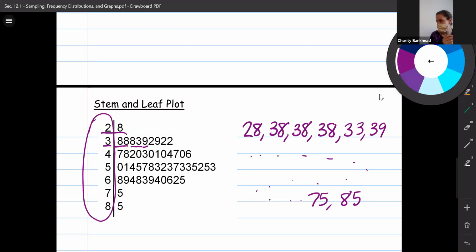So this stem and leaf plot is another way of representing a big list of numbers. The stem is like the tens place, and then the leaves are the ones place.